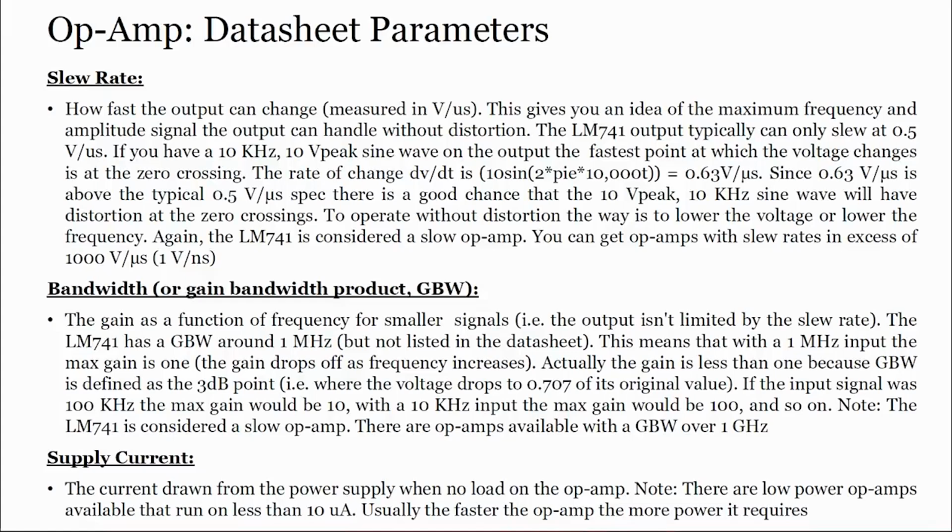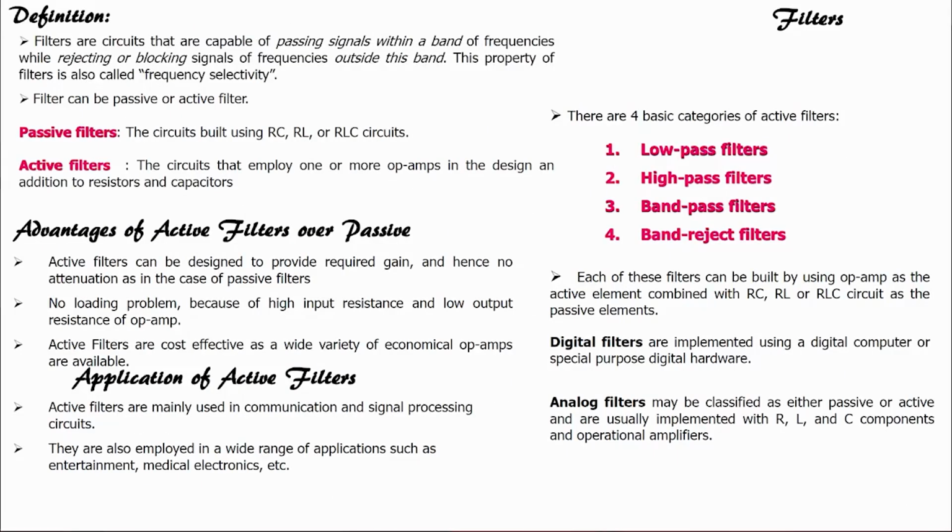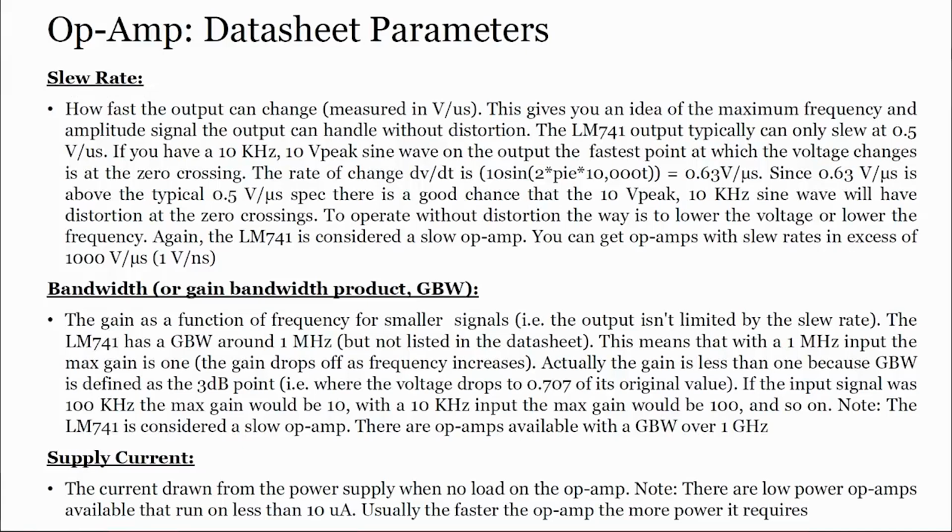So, what is another parameter? Supply current, the current drawn from the power supply when there is no load on the op amp. There are low power op amps available that run on less than 10 microampere. Usually the faster the op amp, the more power it requires. The faster op amp, more power; the slower op amp, less power. Okay. So, this is all about the data sheet of the op amp.